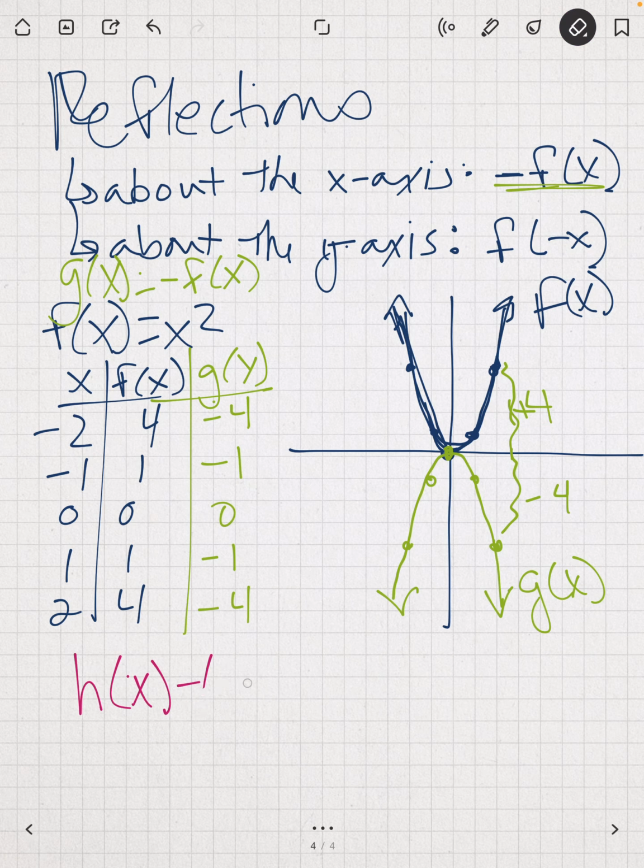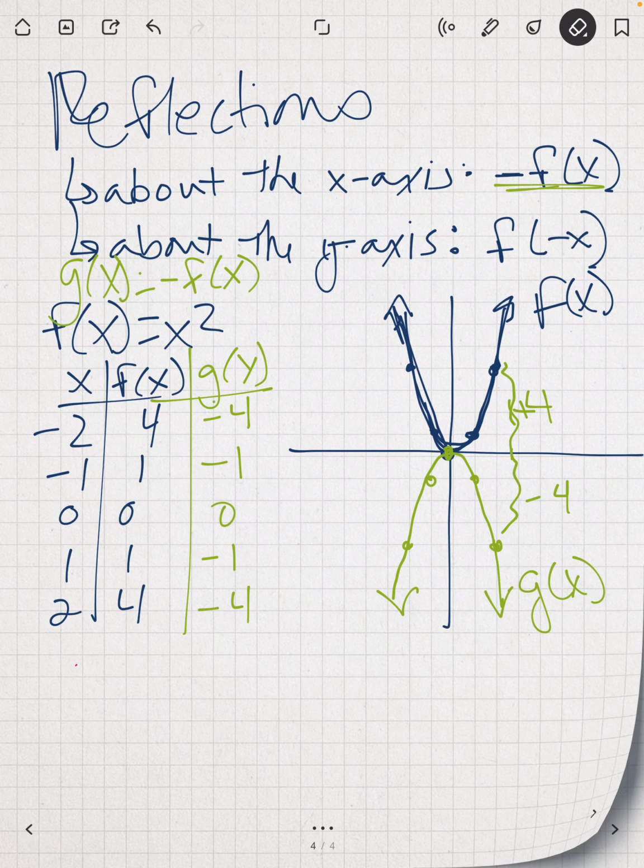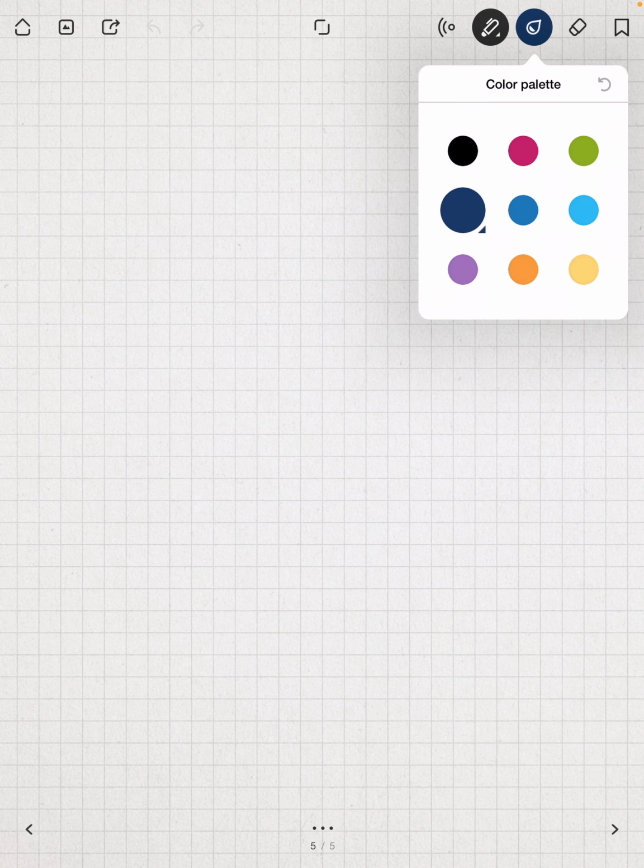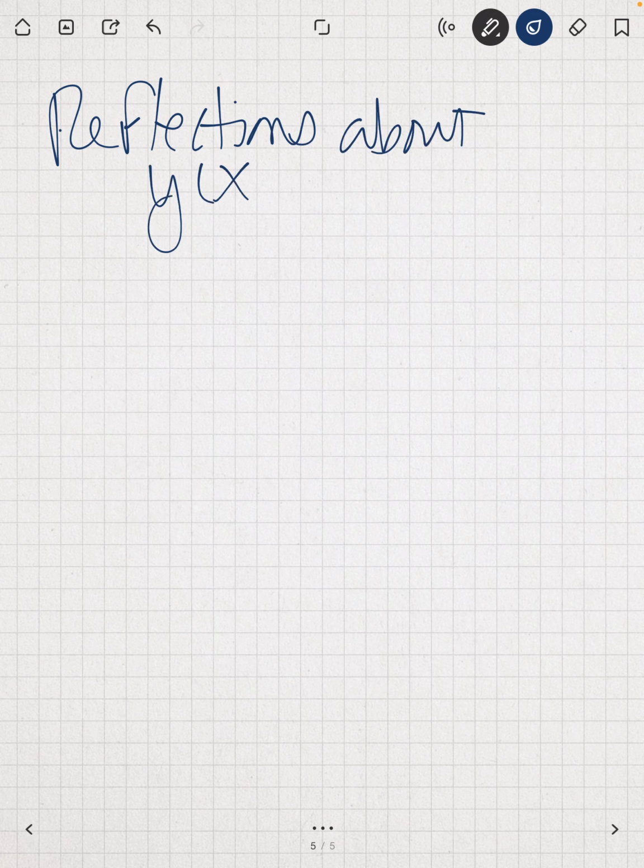I need to give us a new graph. I'm going to go to the next slide. So here, that was reflections about the x-axis. Here we're going to talk about reflections about the y-axis. Let f of x equal x cubed.